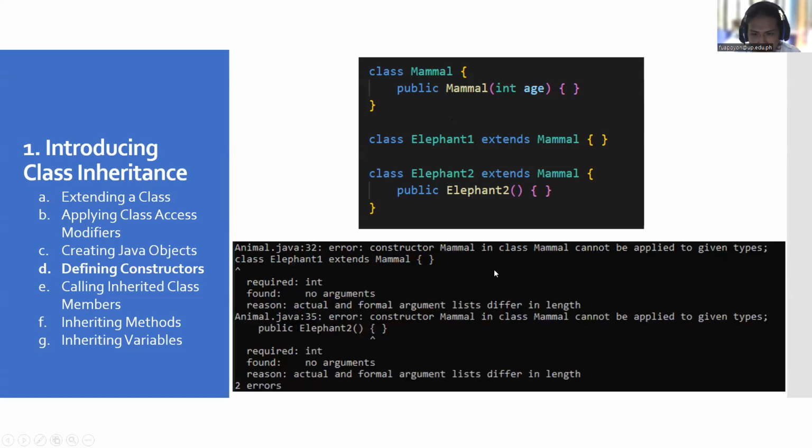So this is the error in the console. For the first one, you have class Elephant1 extends Mammal. So this requires an int. As you see, the constructor requires an int, but you passed no arguments. So there's an error: actual and formal argument list differ in length. Same with Elephant2. You're calling super with no arguments, and you're calling this with no arguments. That is also an error.